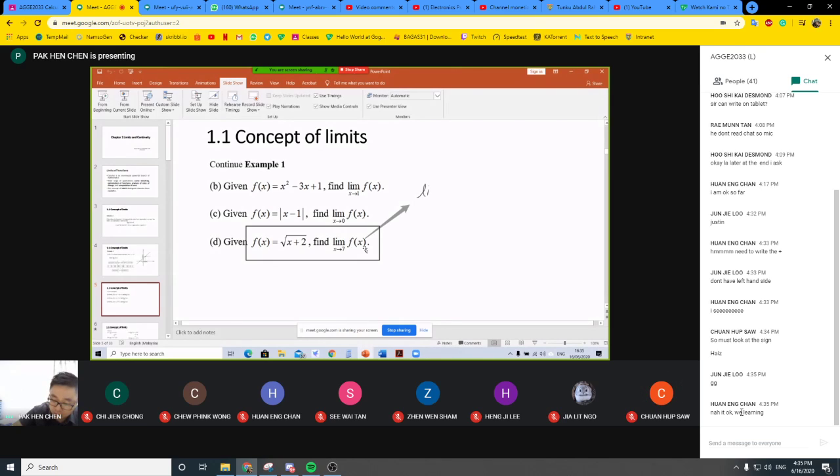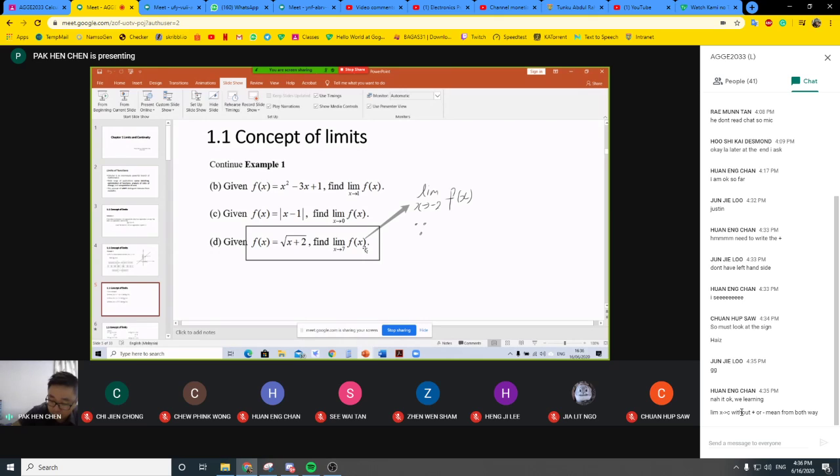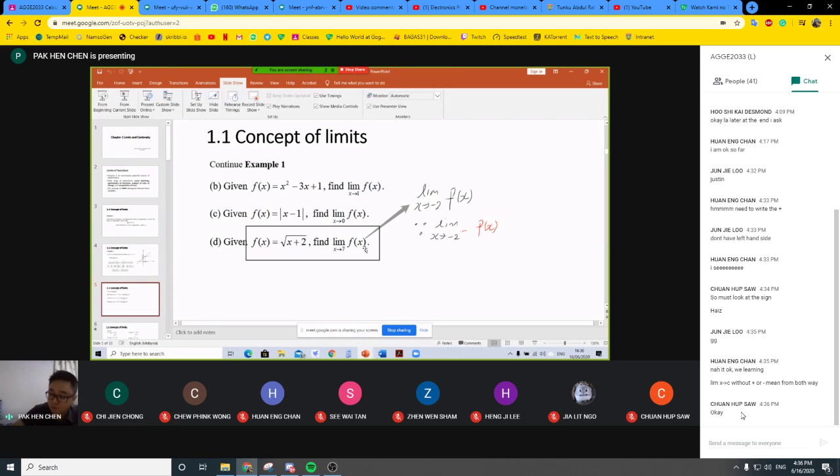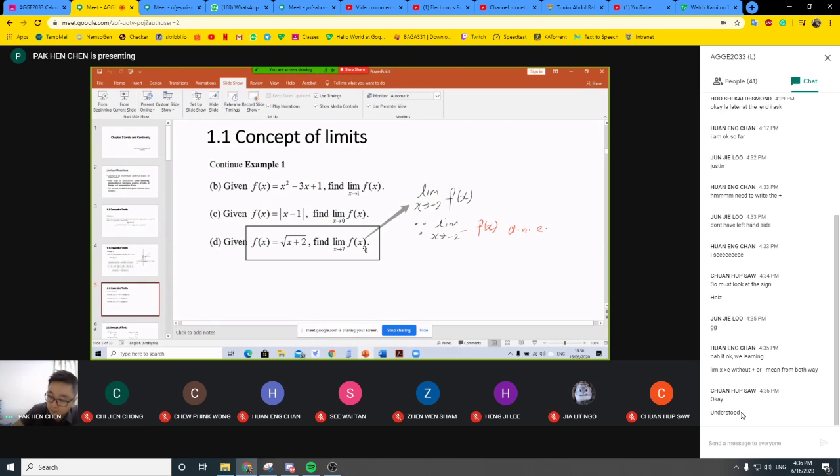If the question asks to find the limit as x approaches -2 of f(x), for example, if I change my question to be -2 from the left side, that particular limit does not exist. Therefore we have DNE, which stands for does not exist. Understand?